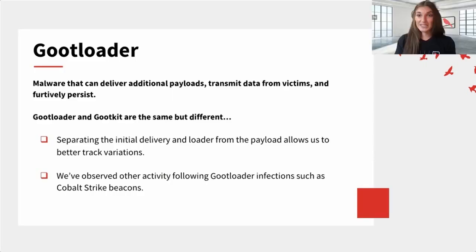So as previously mentioned, the first threat that we're going to be discussing is Gootloader. Gootloader is a type of malware, and on this threat staging profile, its hobbies include delivering payloads, transmitting victim data, and persisting covertly. We do want to mention that Gootloader and Gootkit are the same, but different. These are separated by declaring one the initial delivery and loader versus the payload, which is Gootkit. And with Gootloader, we do see follow-on activity like Qbot, Cobalt Strike, or Gootkit.